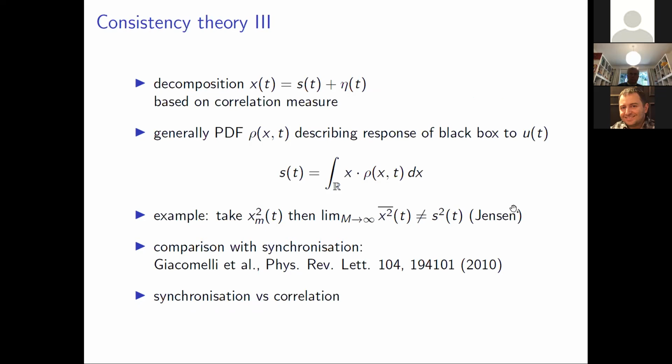For instance, here Jensen's inequality: if we took the observations, the squares of all these trajectories, we would get something else than s squared. An interesting paper is by Pikovsky, which in 2010 described this also as the response in chaotic systems.